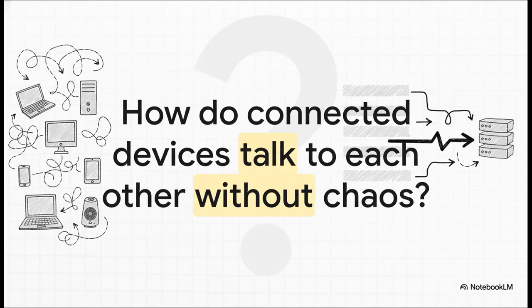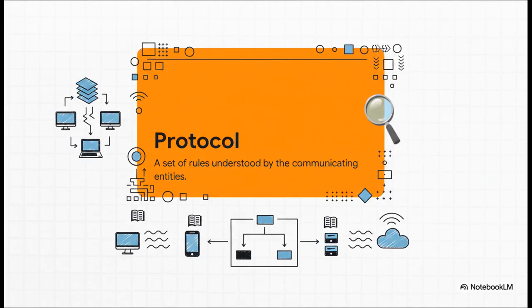Okay, so we've got all these computers, connected in all these different shapes and sizes. But how on earth do they communicate without it just being total chaos? How does a message from your laptop find its way to one specific server out of billions, without just getting lost in all that noise? Well, the answer is something called a protocol.